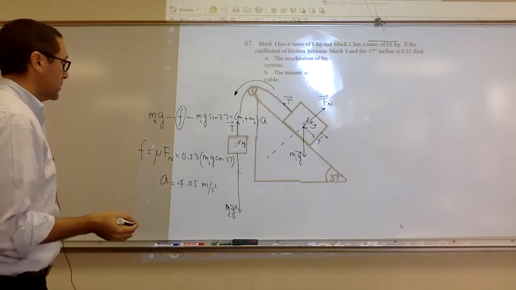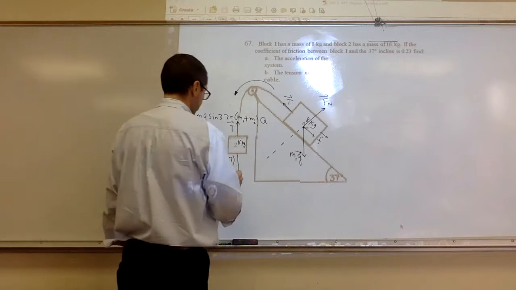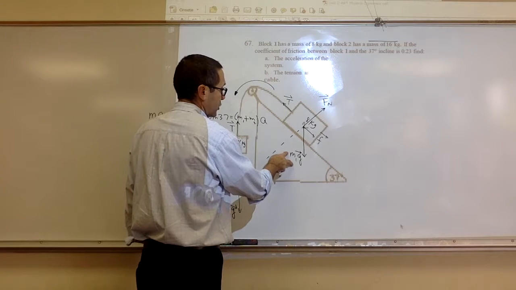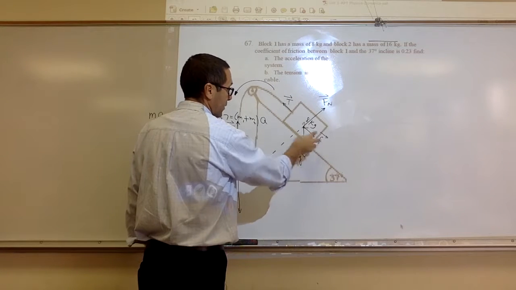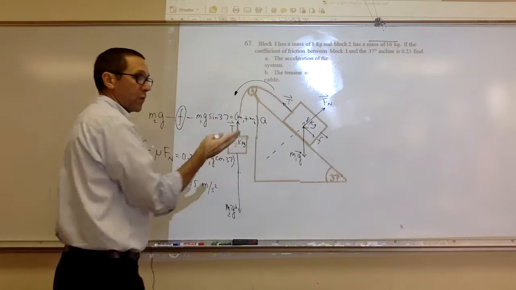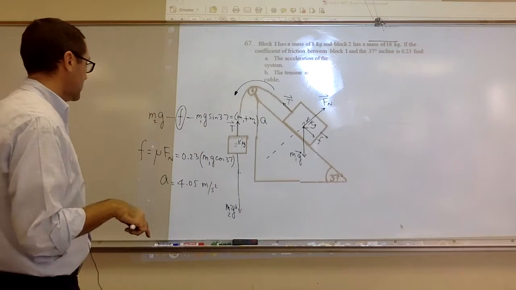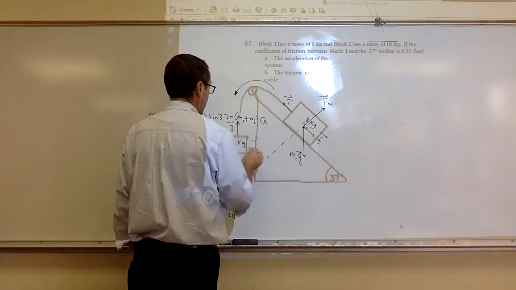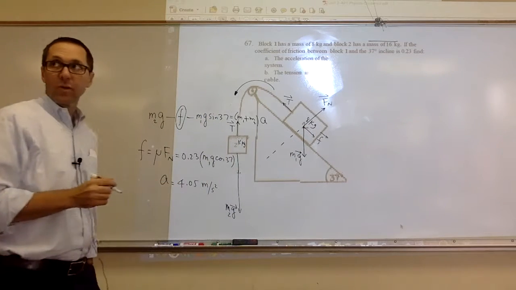If we had gone clockwise, we'd find that there is a contradiction. So the trick here is you probably need to find m2g, m1g sine theta, and f, and do some comparing to figure out which way you're going to go. Maybe we can talk about that in class. Now to find the tension, I'm just going to pick either block 2 or block 1. I think it's easier to pick block 2.